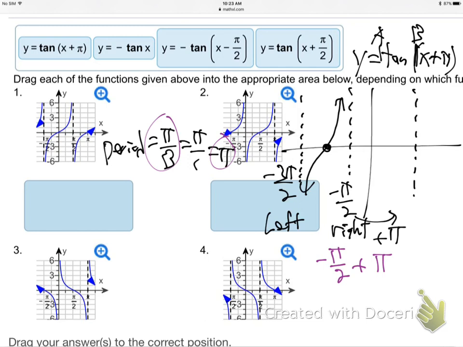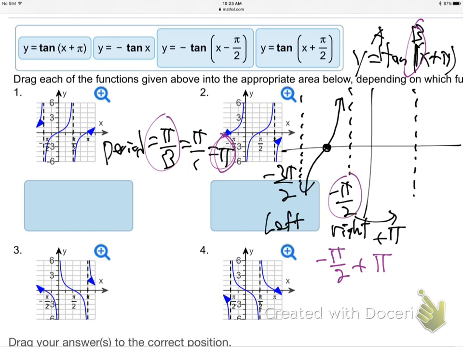Remember, not 2 pi over b. That was for sine and cosine. Tangent is pi over b. The b is 1 right here. There's no number in front of the x, so it's a 1. Pi over b, pi over 1. Pi is the period, which means the width to the next cycle. Every cycle. So, how do you find where that is?